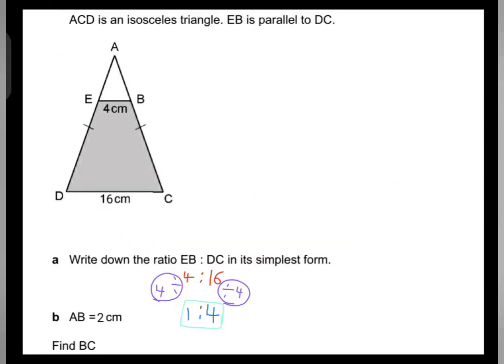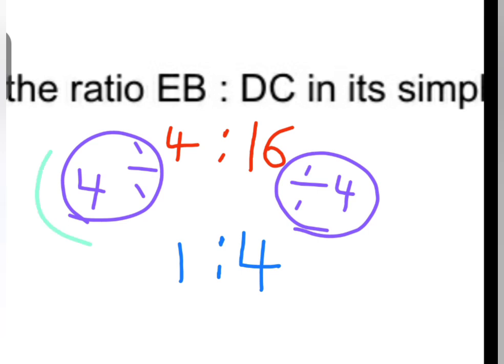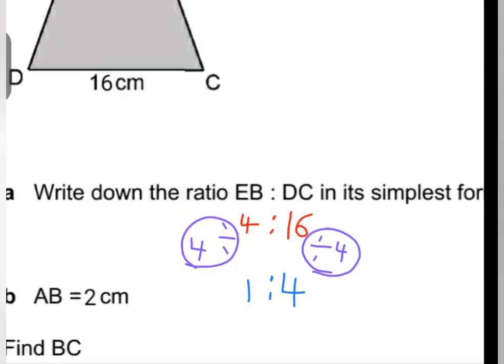Now, again, what did we do? We found the length of EB. We wrote it here. And then found the length of DC, and we wrote it here. And then we simplified them by dividing by the same number. And then we got the answer. Now, let's move on to the next question.